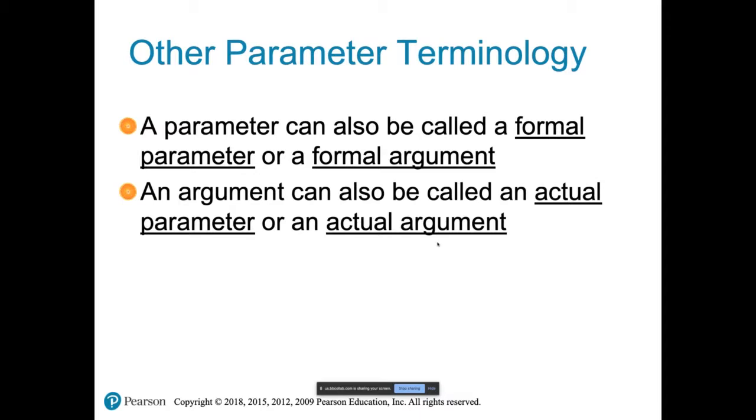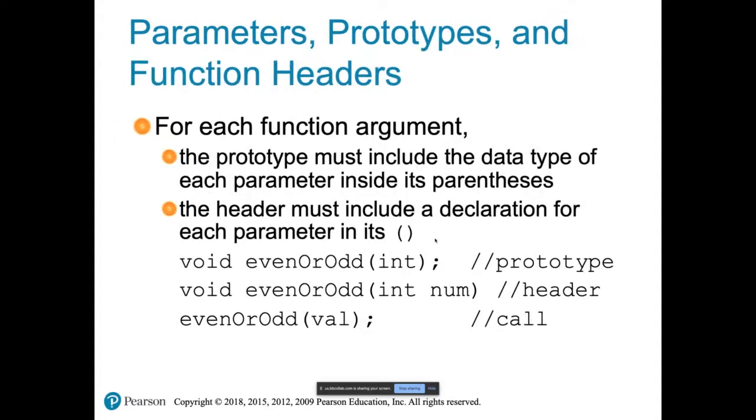This is stupid. A parameter can also be called a formal parameter or a formal argument. An argument can be called an actual parameter or an actual argument. Don't know why this slide is here. I should delete it. It's stupid. Just know that the actual thing that you pass in is an argument and the other one is a parameter. No one's being formal. No one's wearing a suit and tie. So I don't know why they have all these formal terminologies. Just know argument and parameter.